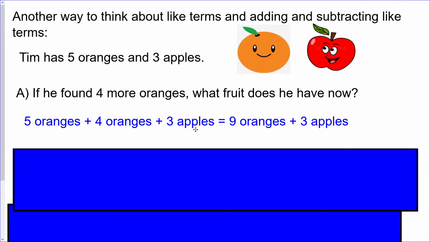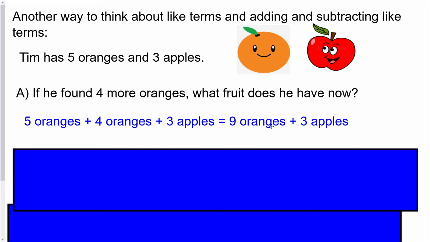And he's still got the 3 apples, all right? And what he has now with fruit is 9 oranges and 3 apples. But of course, we can't combine the oranges and apples. You could, I suppose, say he has 12 oranges and apples, but that would be less helpful and that would wreck my metaphor, so don't do that.